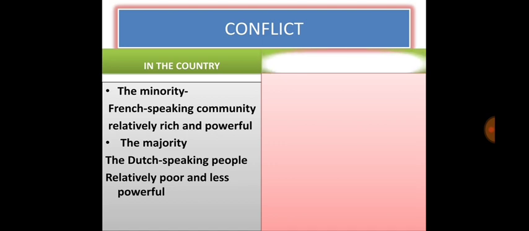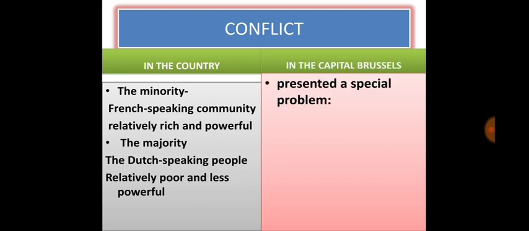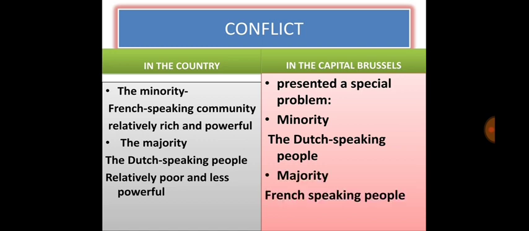But there is some contrast in the capital. It is a special or unique problem faced by Brussels. What is the problem? Here, Dutch speakers are a minority, and the majority are French speakers in the capital.